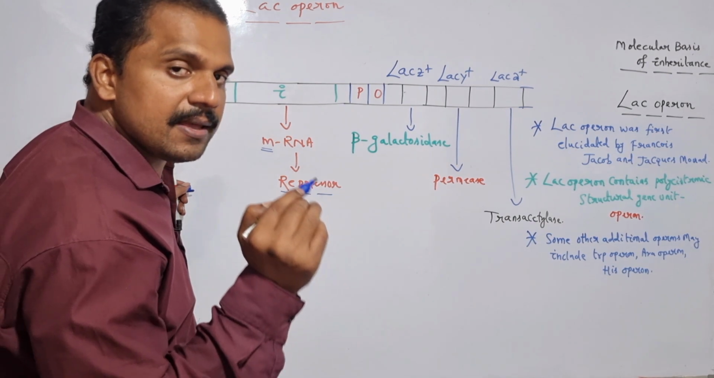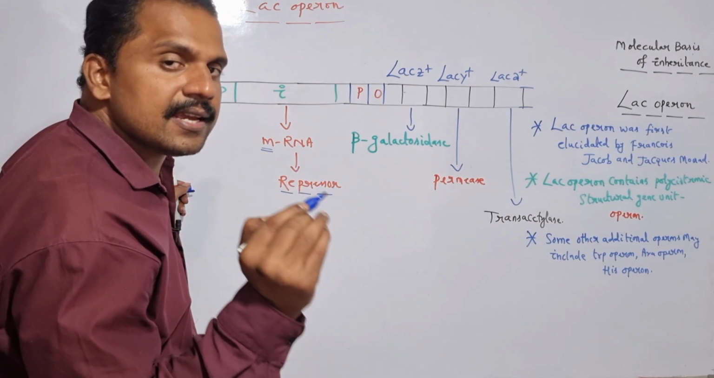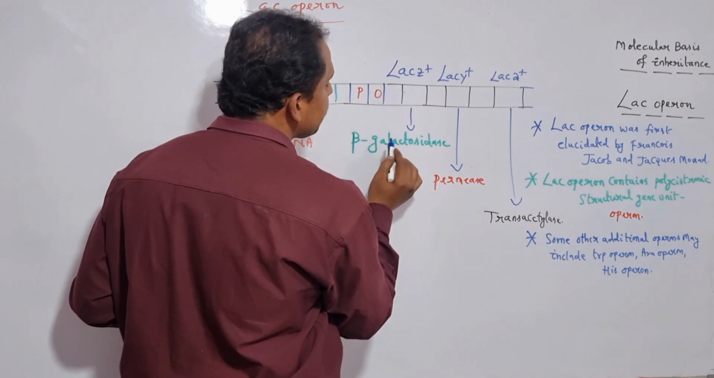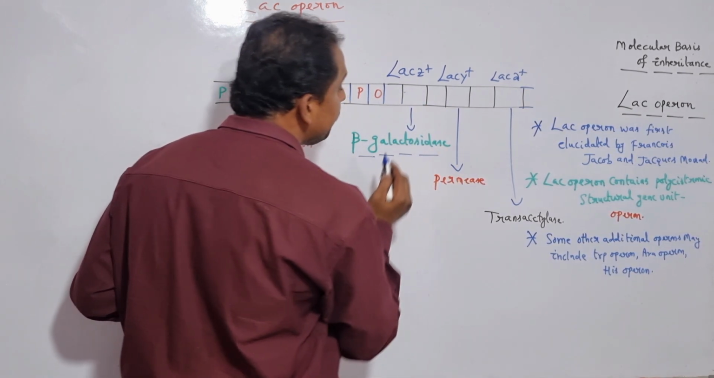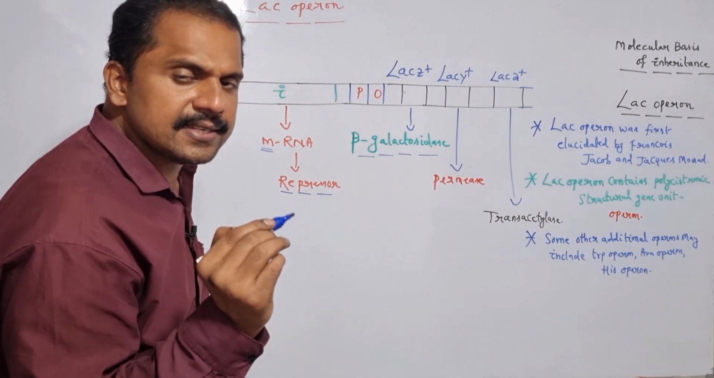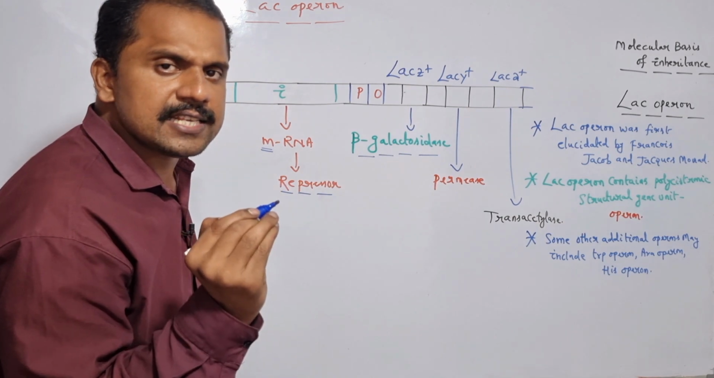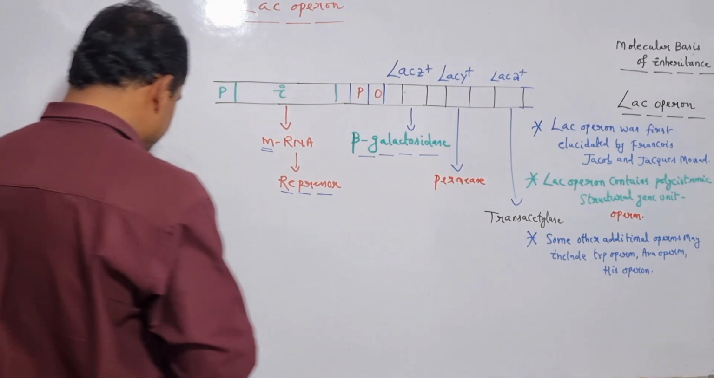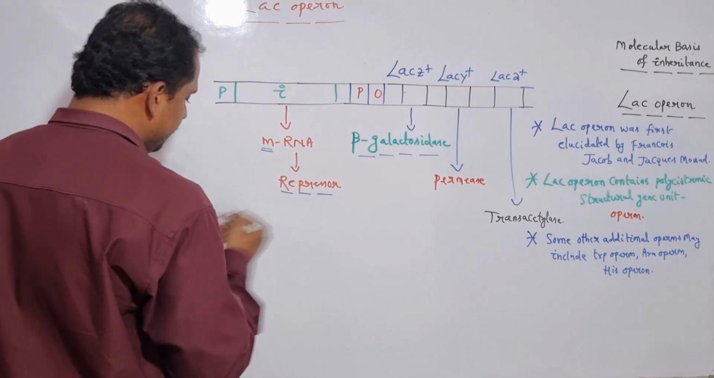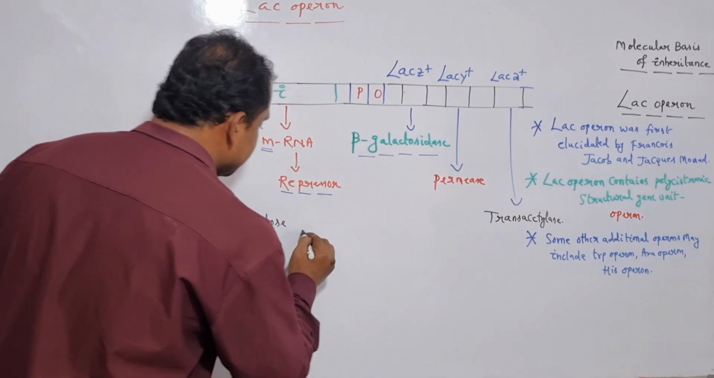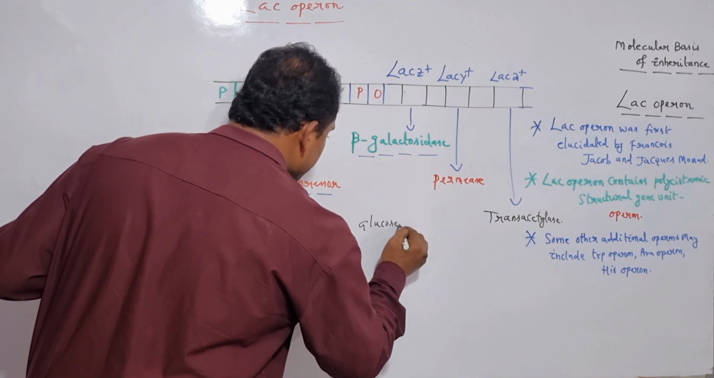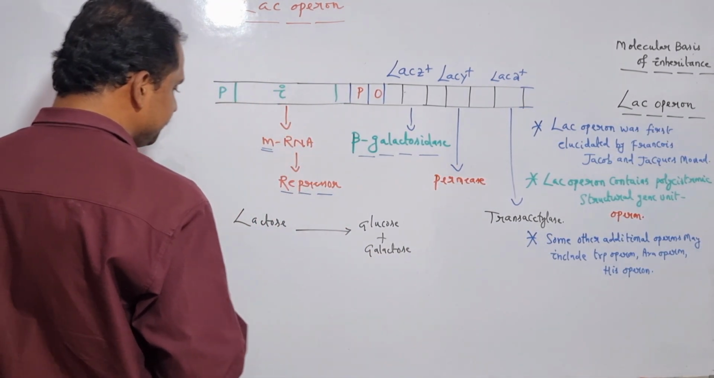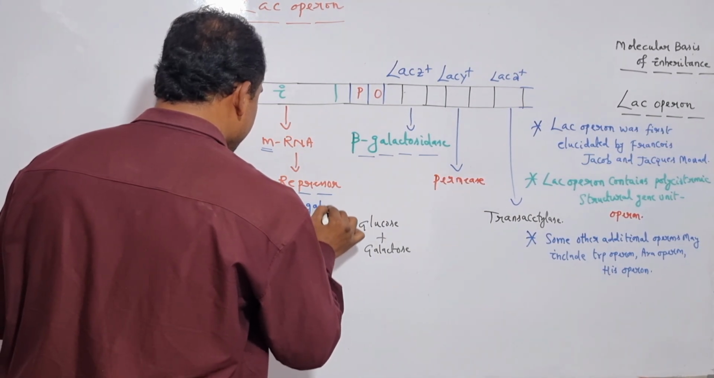And in addition to this, the lac operon contains the specific structural genes like LAC-Z, LAC-Y and LAC-A. Is it clear? So once the LAC-Z gene undergoes expression, it synthesizes a specific enzyme known as beta-galactosidase. What is the role of beta-galactosidase here? Beta-galactosidase is the enzyme responsible for the successful conversion of lactose into glucose and galactose. Is it clear? So let me write it here. Lactose successfully converts into glucose and galactose in the presence of an enzyme known as beta-galactosidase.